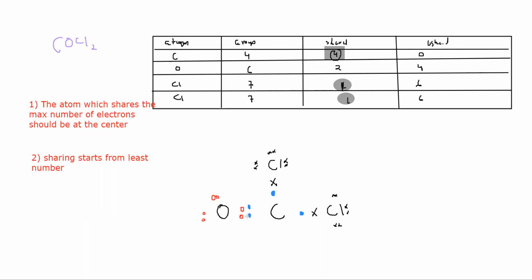So 1, 2, 3, 4, 5, 6, 7, 8. This is one circle. 1, 2, 3, 4, 5, 6, 7, 8. This is another. Each circle should not combine with the others, only the shared ones will combine. These circles should not combine with each other for individual atoms, only the shared ones will combine. And the carbon is sharing with everyone.